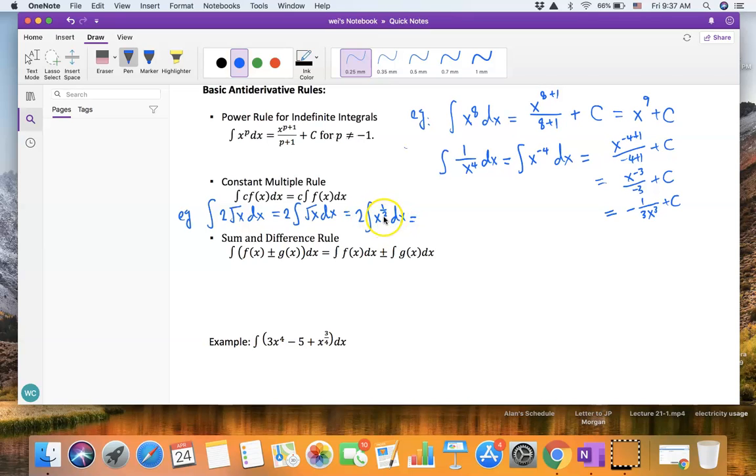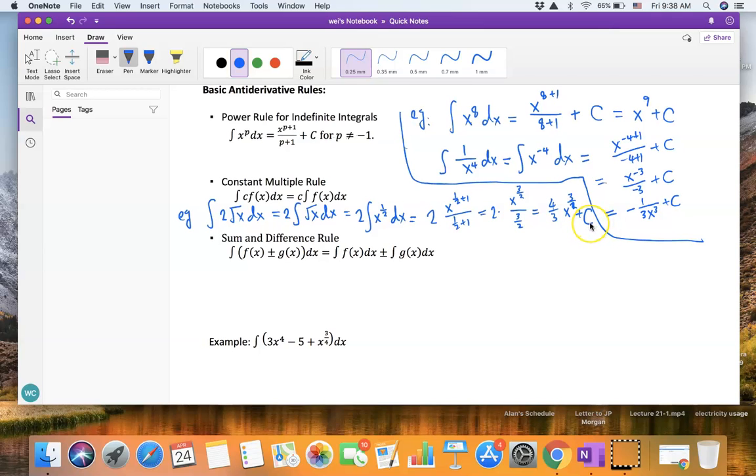Then using the power rule, the antiderivative of x to the power of 1/2 is going to be x to the power of 1/2 plus 1 over 1/2 plus 1, and then multiply by this constant 2. So this will be 2 times x to the power of 3/2 over 3/2. So that gives us 4/3 times x to the power of 3/2 plus c. Okay.